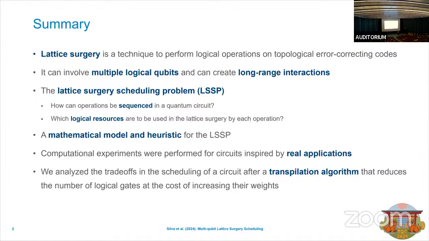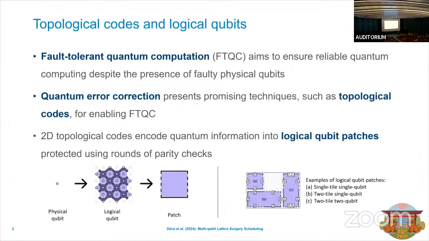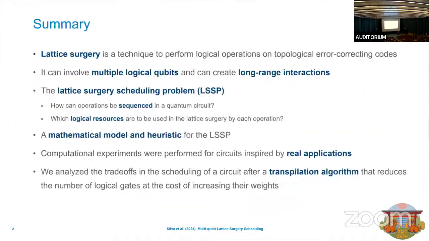We also analyzed the trade-offs in the scheduling of these circuits after a transpilation algorithm that is known in the literature, which reduces the number of logical gates in circuits at the cost of increasing their weights, basically the number of qubits requested by each one of them.